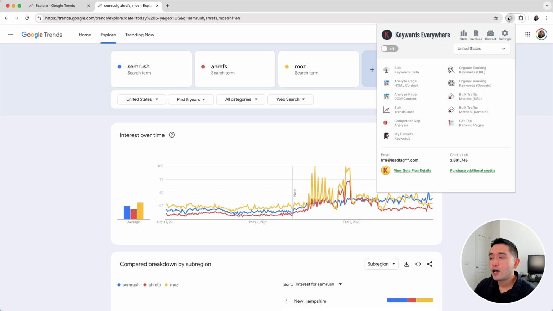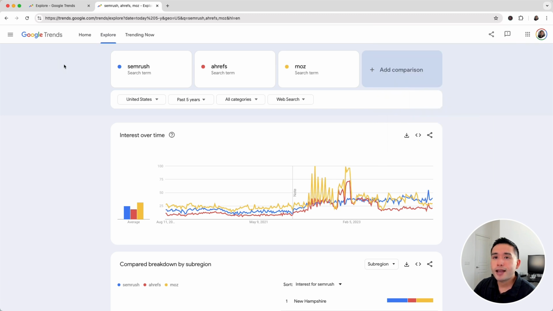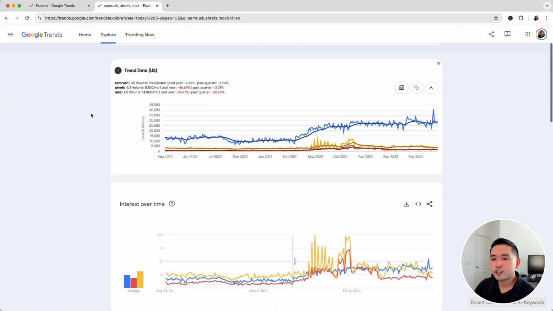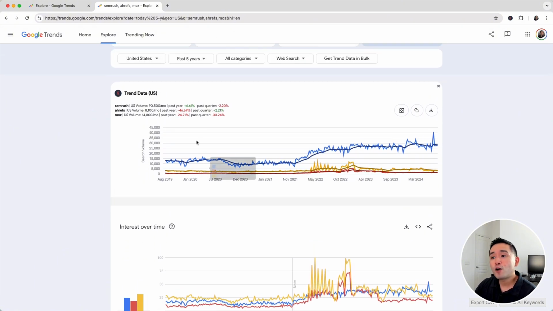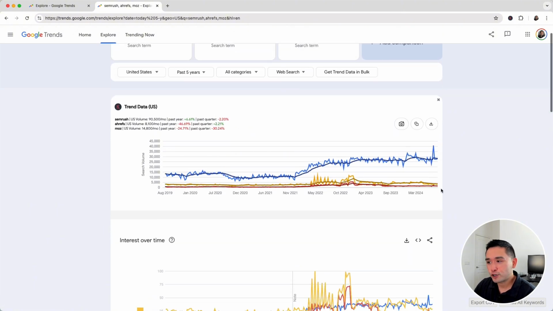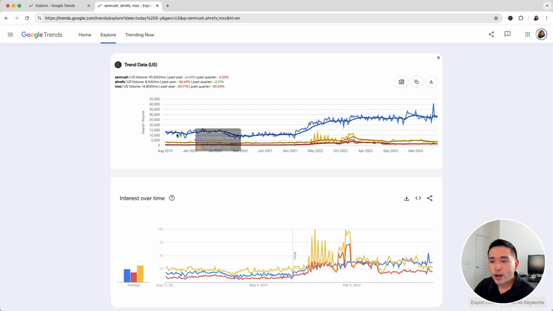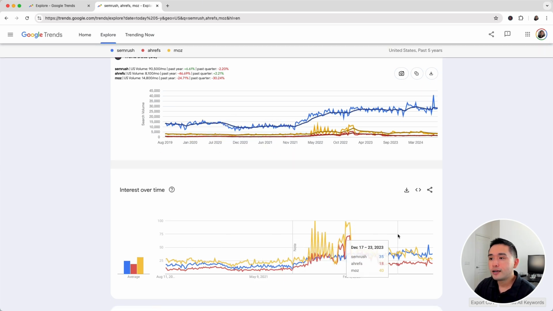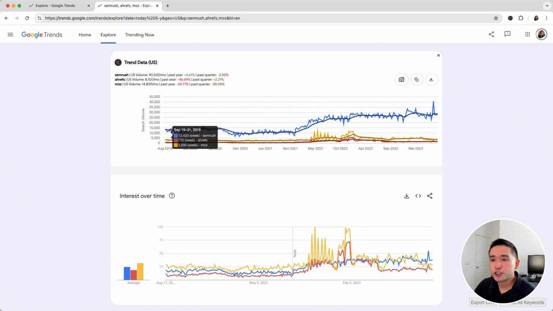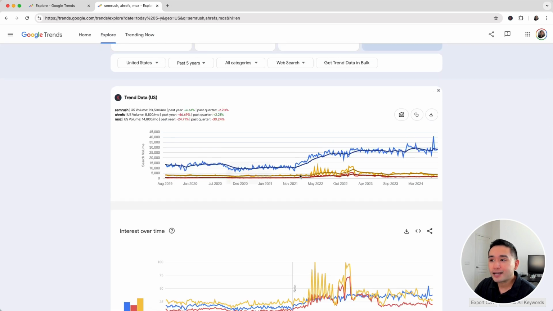So I'm going to turn on my Keywords Everywhere browser add-on, and I'm going to refresh this page, and we have some new data on this page. So we have the trend data from Keywords Everywhere. Now, this trend data shows you the actual weekly search volume over the past time period that you've selected for your search terms. So comparing the Keywords Everywhere trend data graph with the Google Trends graph, the data tells you a completely different story. The blue line, which is SEMrush, is clearly the winner in terms of actual weekly search volume over the past 5 years.